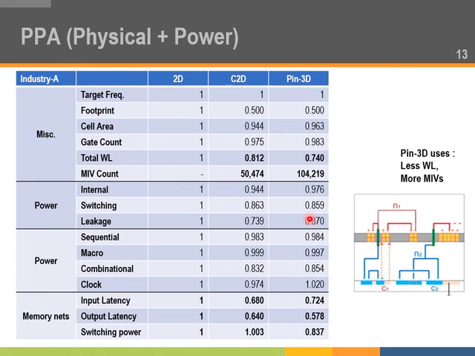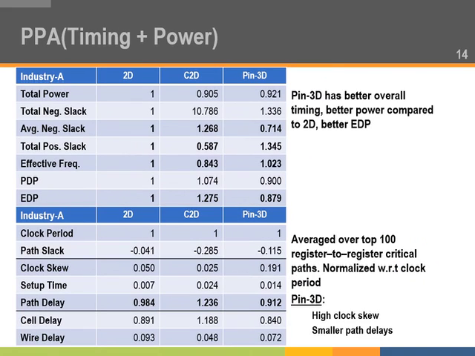This is again from the wire length reduction, but internal power is not reduced very much because internal power depends on the cell area, and cell area depends not only on the wires but also on the cell cap, or the input capacitance of the cells. The overall timing and power shows that Pin3D has 8% smaller power, and the worst timing, or the effective frequency, is slightly better in Pin3D, as seen from the increase in the effective frequency compared to 2D.